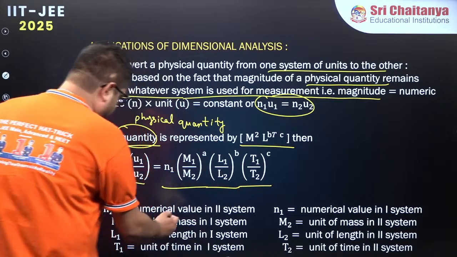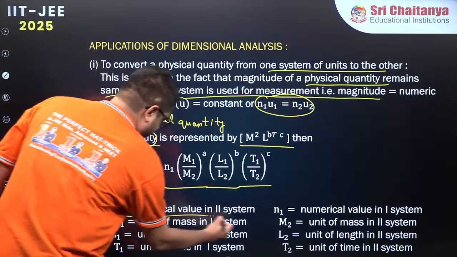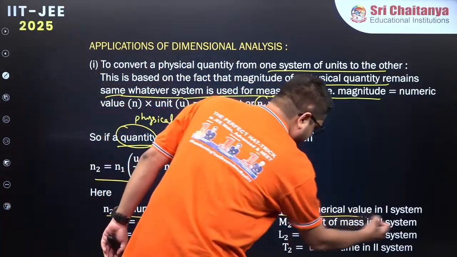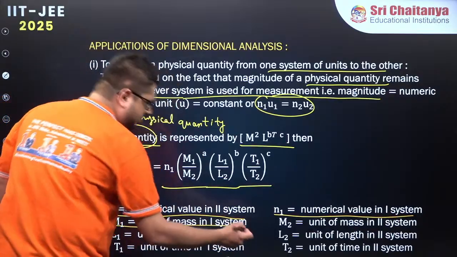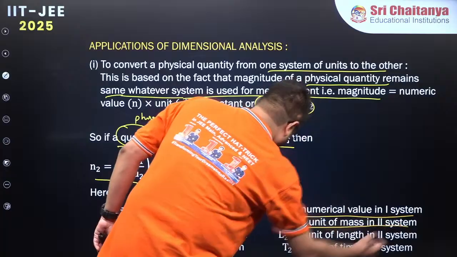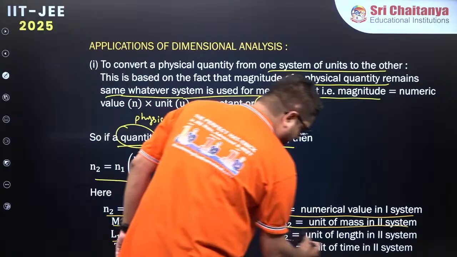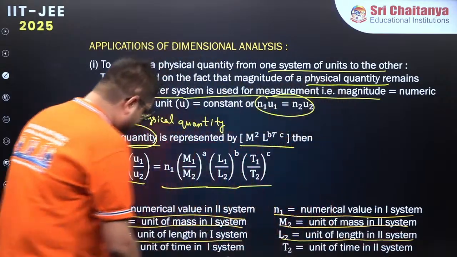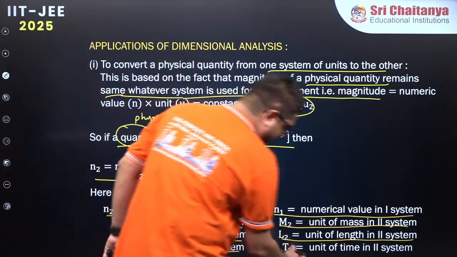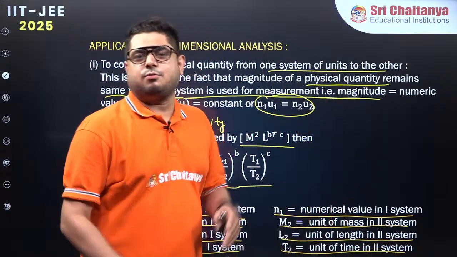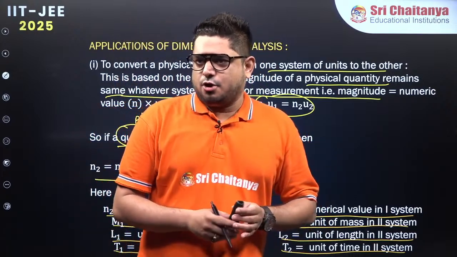So you can see that N2 is the numerical value in system number 2, which we have already discussed in the previous class, and N1 is the numerical value in system 1. M1 is the unit of mass in system 1. M2 is the unit of mass in the second system. L1 is the unit of length in system 1. L2 is the unit of length in the second system. T1 is the unit of time in system 1, and T2 is the unit of time in system 2. So that's the difference between these expressions over here. I hope it's clear.